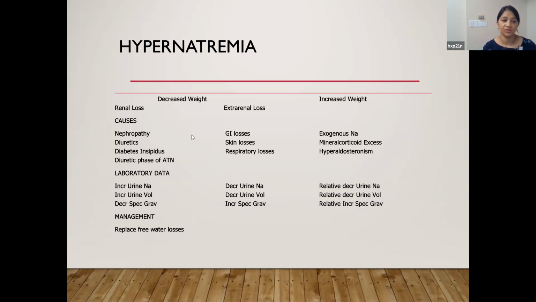And suppose you're losing from the kidneys, hypernatremia. With normal kidneys, if your body has a lot of salt, the kidneys should be excreting a lot of salt, right? You check the urine, and if the urine is dilute, or the sodium is very low in the urine, that means the kidneys are not doing their job. And in this case of hypernatremia, you will replace the free water losses.